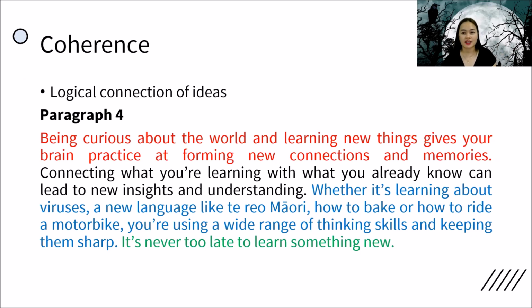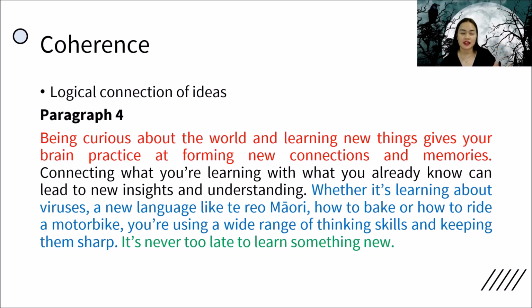Okay, now let's look at the sentence in red. Being curious about the world and learning new things give you brain practice at forming new connection and memories. So this is the idea. So the author is telling you to learn new things, right? The tip is to learn new things to make your brain stay active or stay sharp.